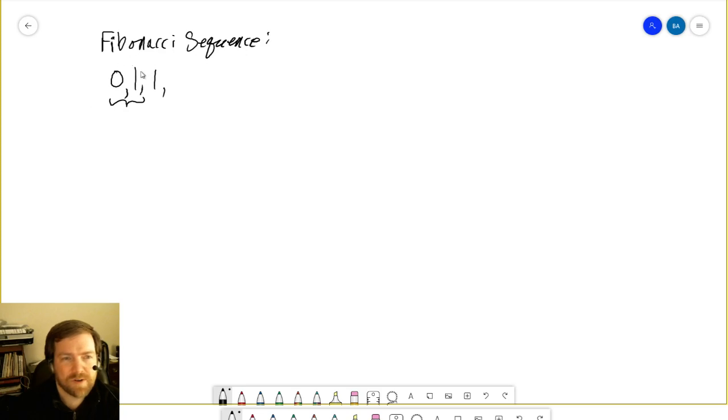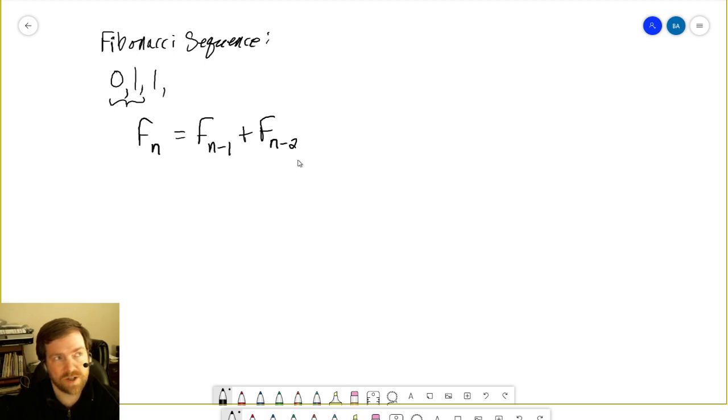So if you include 0 and 1, the nth term of the sequence F is going to be given by F sub n equals F sub n minus 1, the n minus 1th term in the sequence, plus F sub n minus 2, the n minus 2nd term in the F sequence.